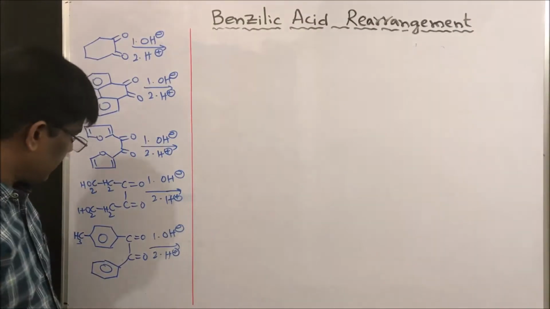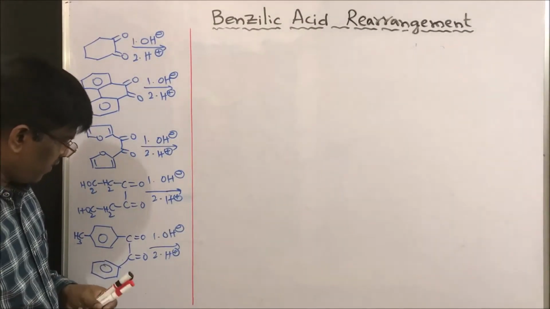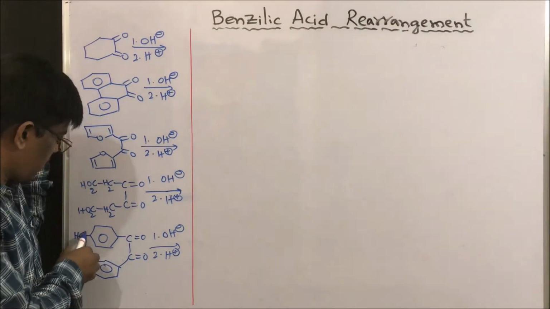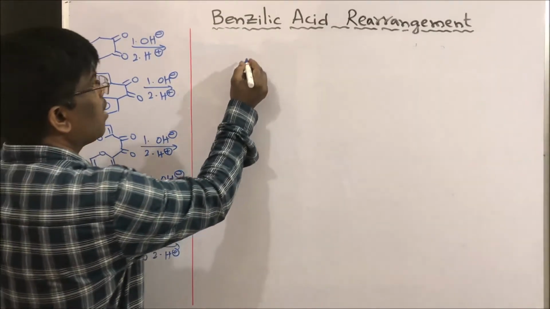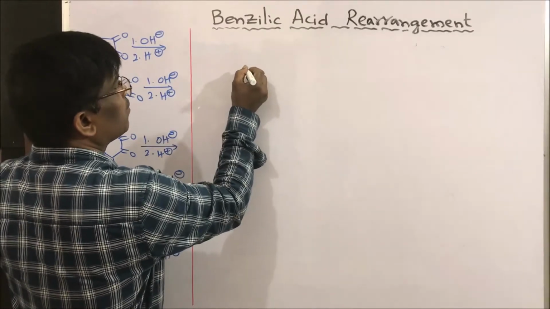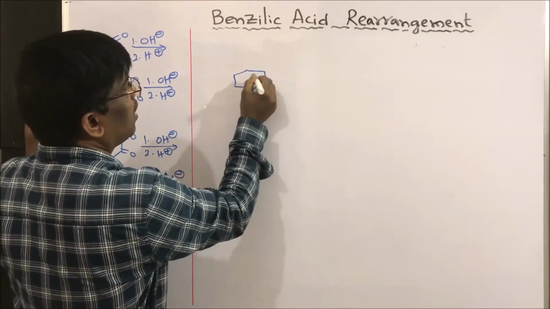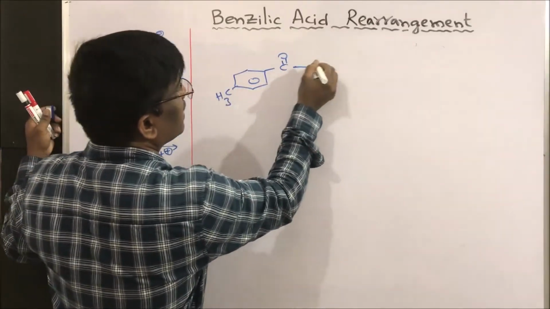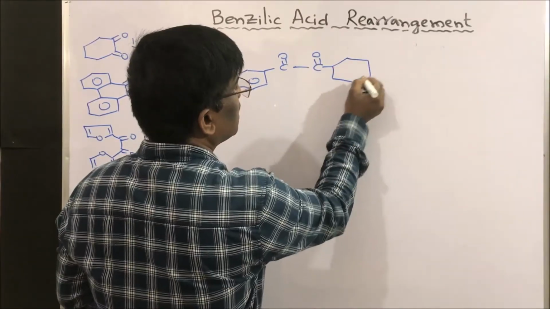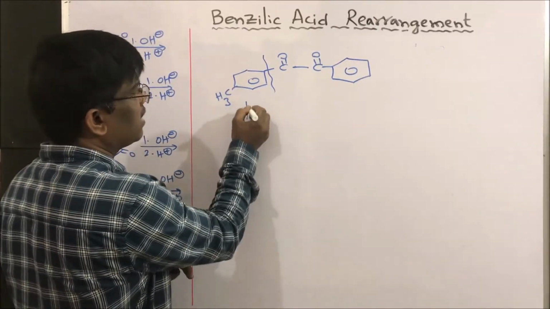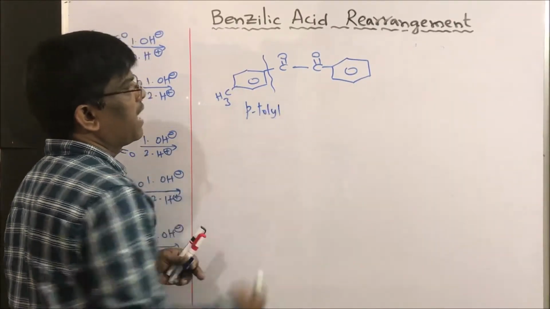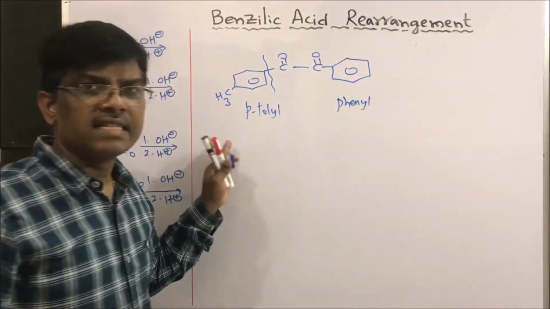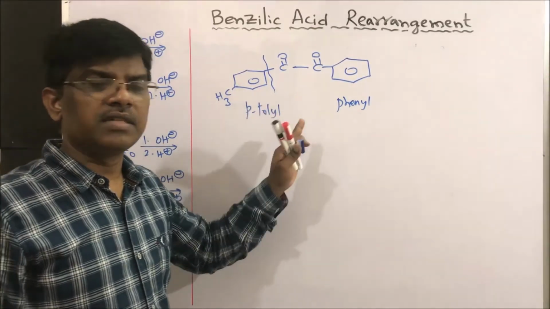So if the phenyl ring is substituted, here we have taken a substituted one, with para-methyl here. So what is the compound? I am going to take toluene, this is methyl, and here, this is para-tolyl, right? So para-tolyl and phenyl, this is phenyl. This reaction takes place at which place?